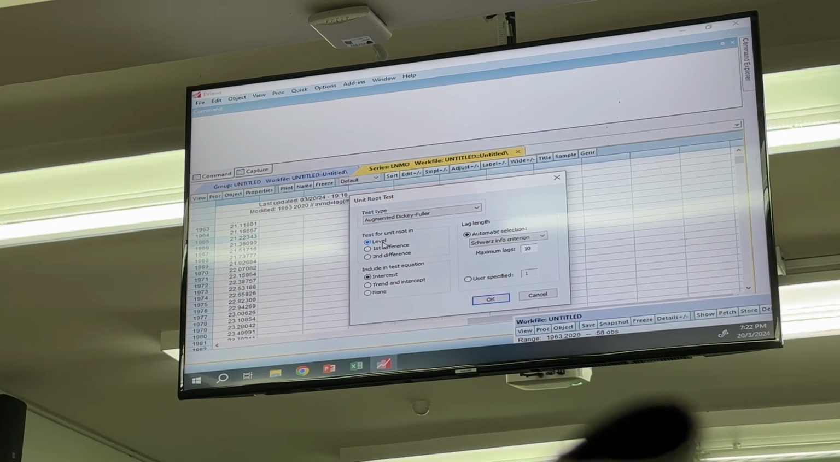I need to know the hypothesis. The null hypothesis is unit root. My null hypothesis is that the series has a unit root, and the alternative is no unit root. So this is my hypothesis.